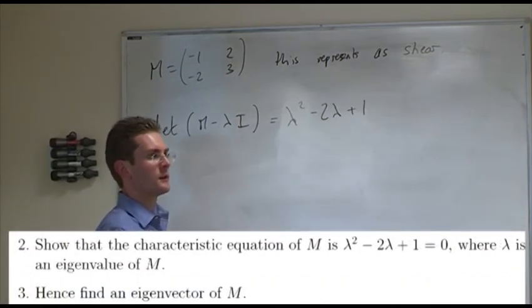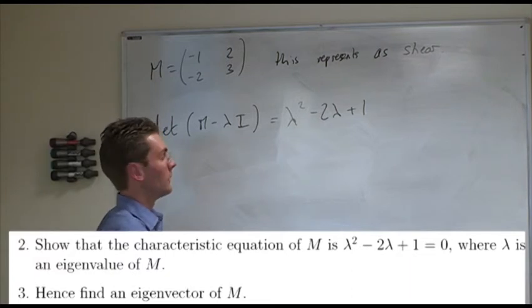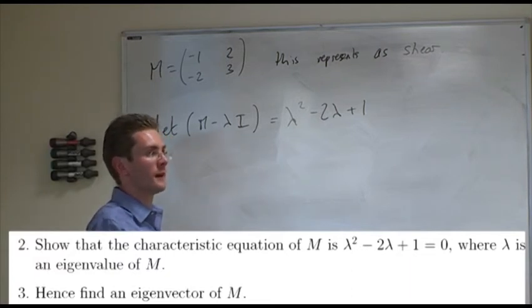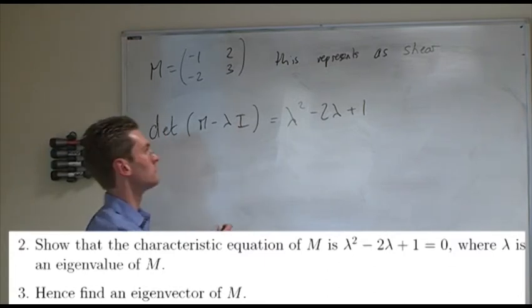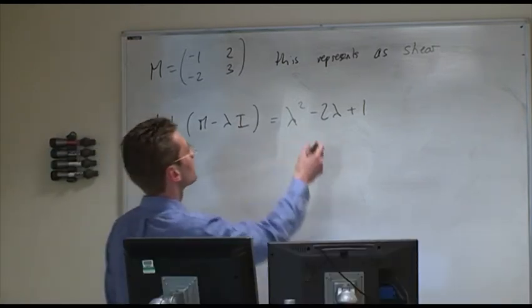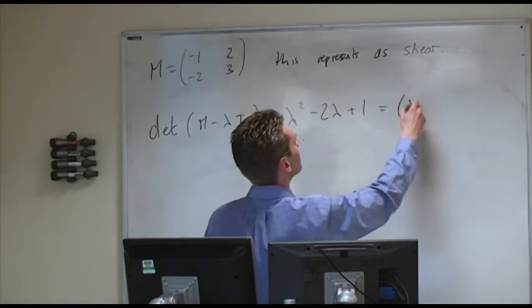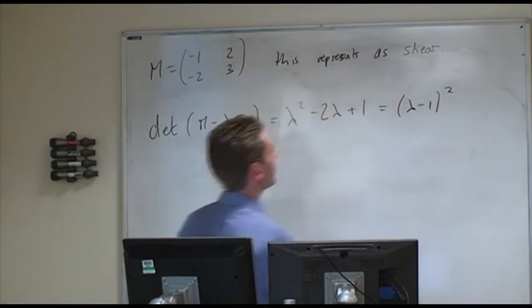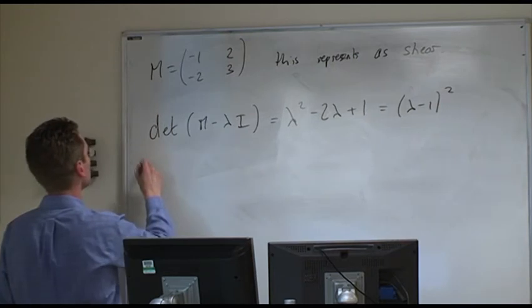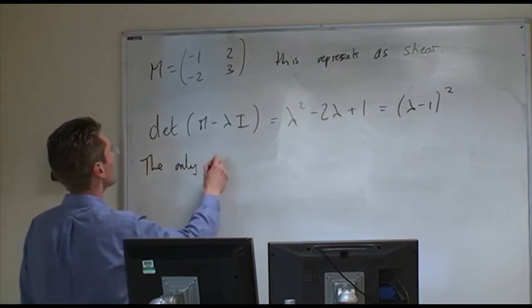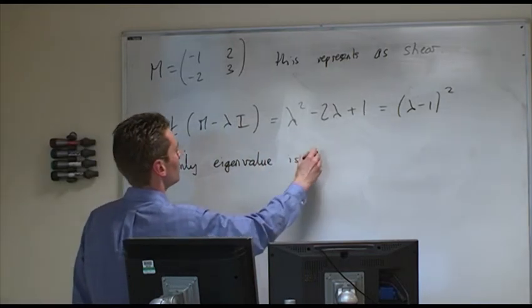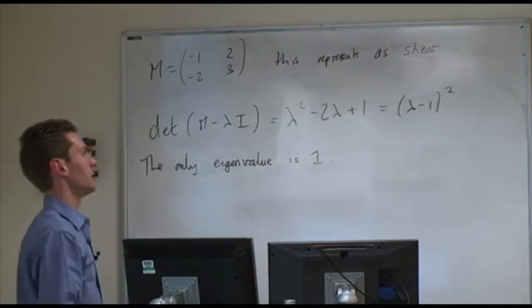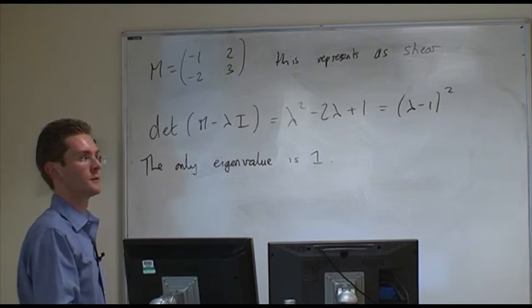We're next asked to find an eigenvector for m. But of course, before we do that, we need to find what the eigenvalues are. That is, I need to find the roots of this equation, the values of lambda where it's equal to 0. Well, this factorizes as lambda minus 1 squared. So the only eigenvalue is 1. So sometimes we don't get two different eigenvalues.